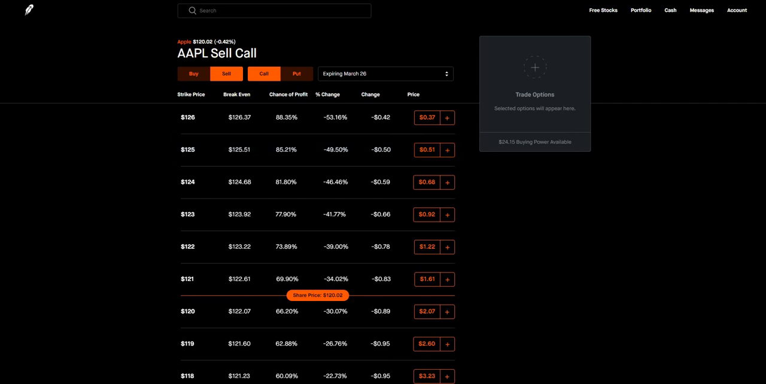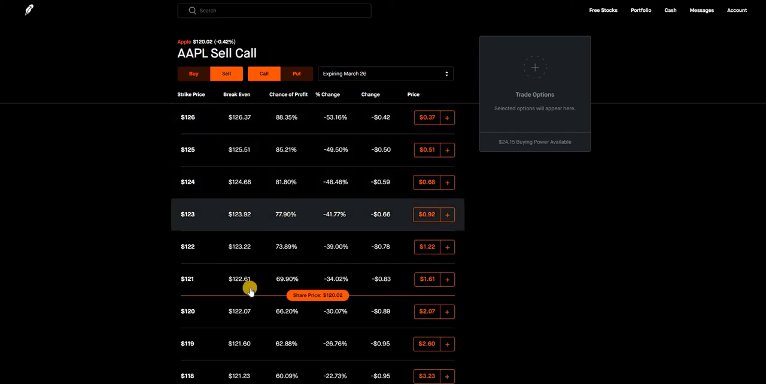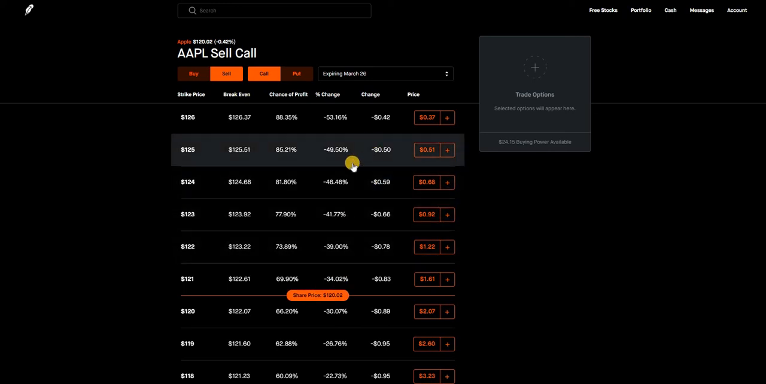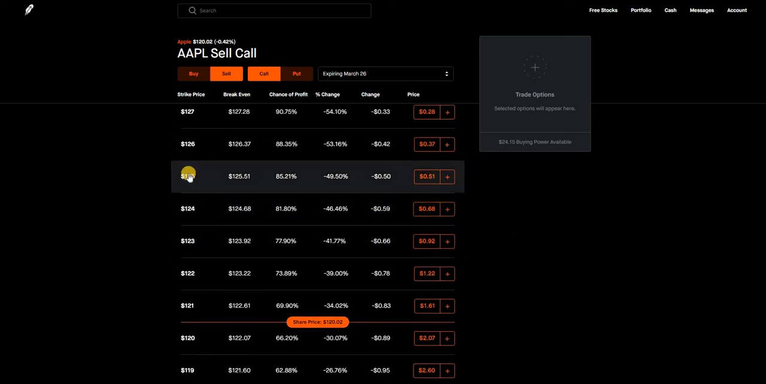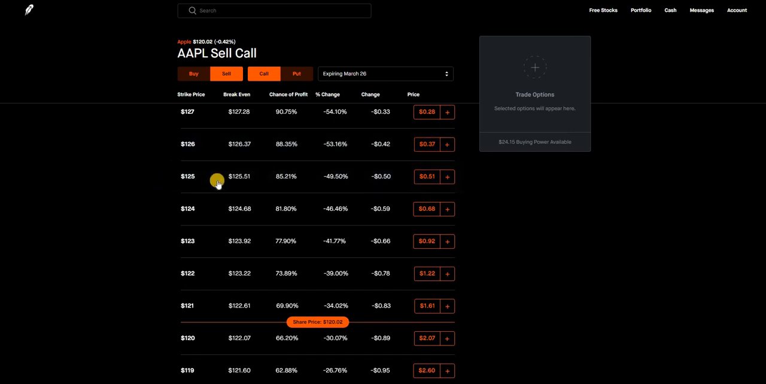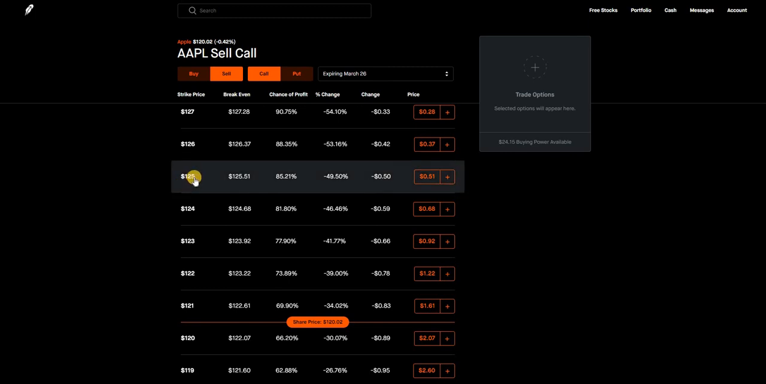A couple of other things that I like to keep in mind when trading covered calls is that you have to be ready for your stock to get taken away. So for example, if the stock did all of a sudden go up past my $125 strike price and it finished at $126, there's a very high chance that my shares would then get taken away at $125. And that's something you have to be okay with.